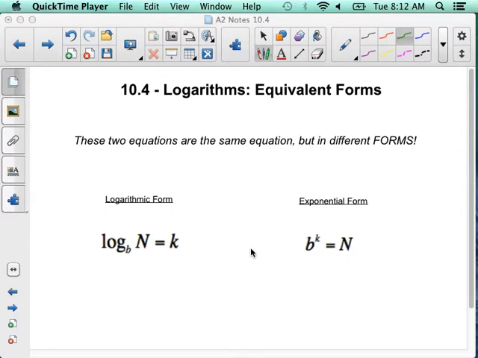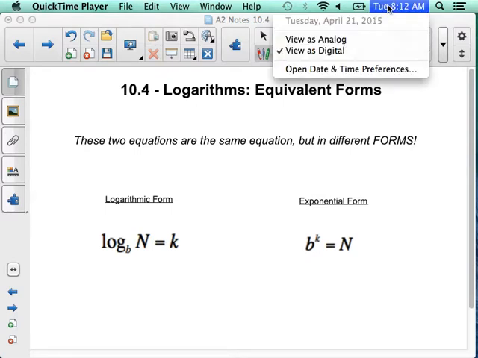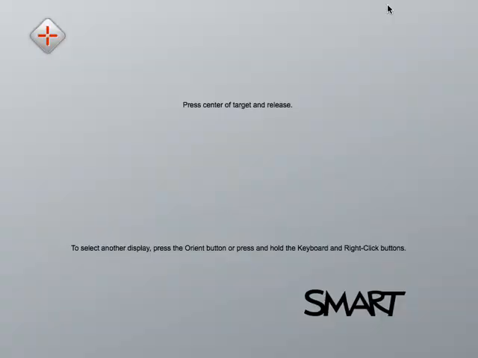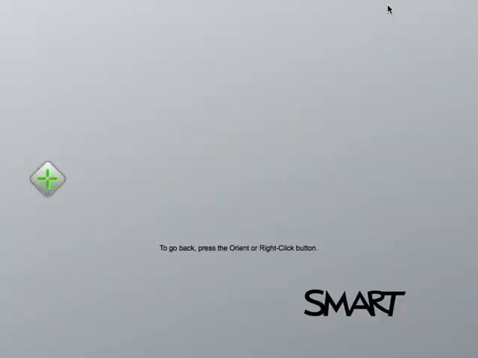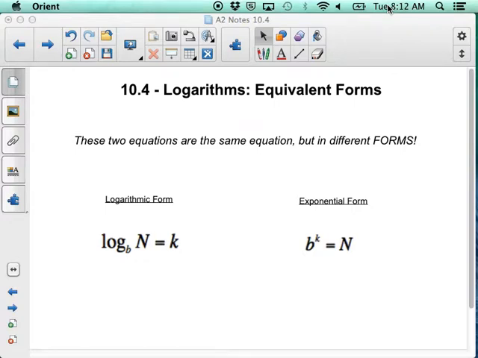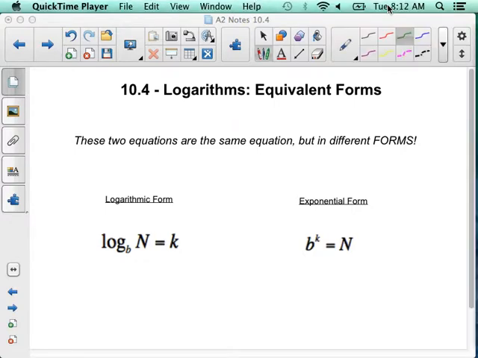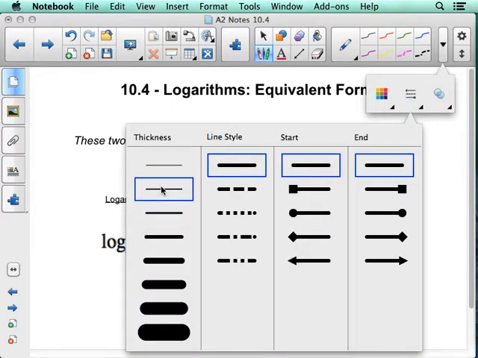So today's notes are about exponential and logarithmic functions, and specifically we're going to be looking at our logarithmic functions.